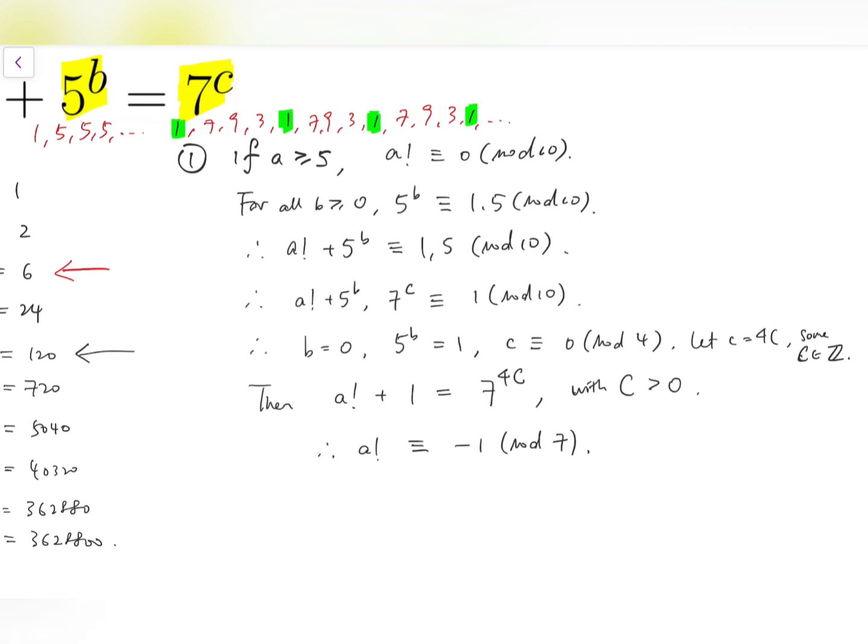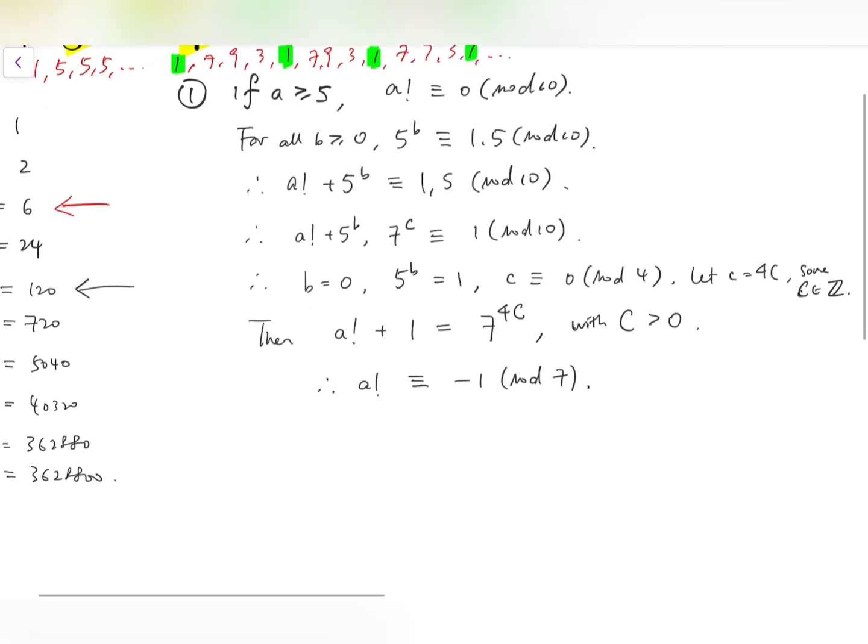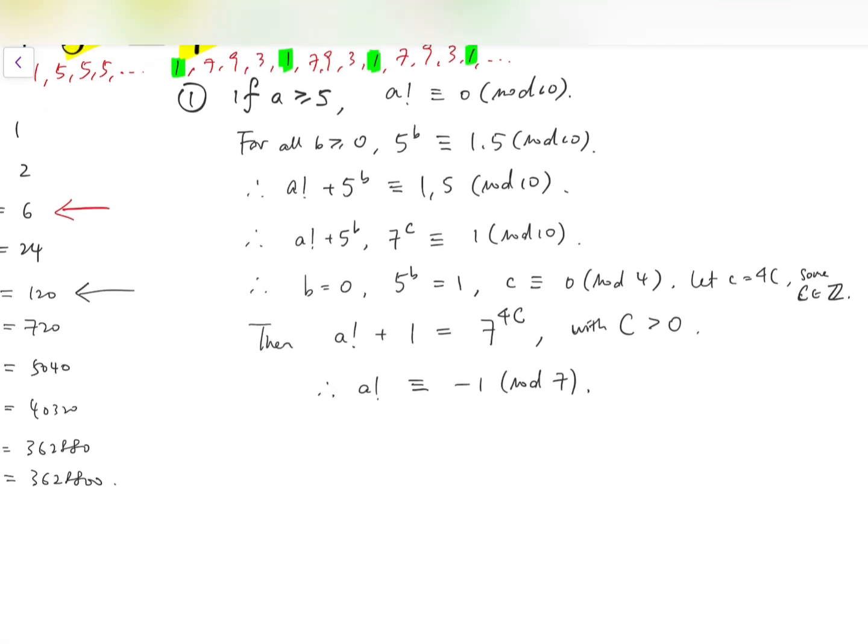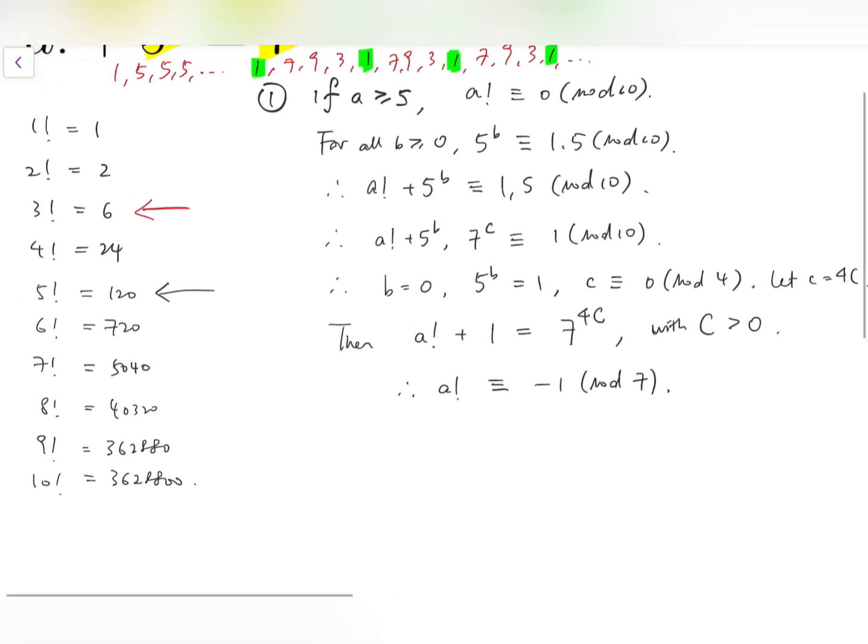I have to specify that c is positive, because if c is 0, then the right hand side is 1, and so a factorial is 0, and we'll have a contradiction, because factorials are at least 1. And so consequently a factorial must be minus 1 mod 7. But now again, starting from 7 factorial, all the factorials afterwards are multiples of 7. So that means a can only be 1, 2, 3, 4, 5, or 6.